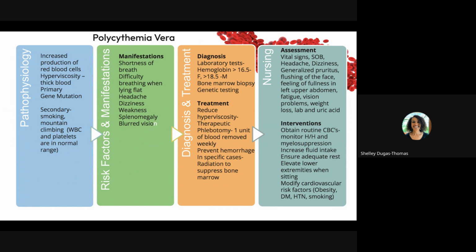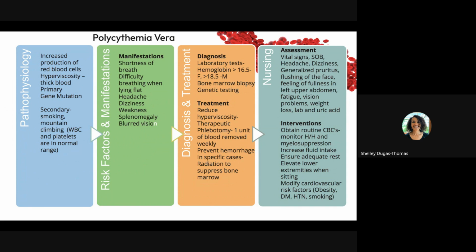Treatment is usually therapeutic phlebotomy, which removes 350 to 500 mLs weekly until the hematocrit is at a normal level. Chemotherapy or interferon could suppress the marrow. Radiation to suppress marrow is rarely used, but it could be used in severe cases. Antiplatelet therapy, low dose aspirin.